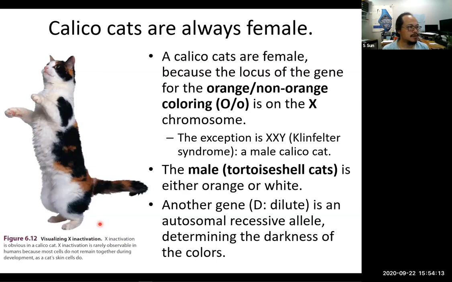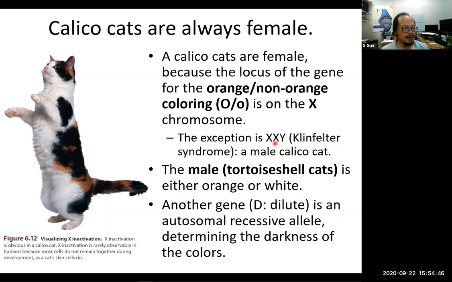So yes, calico cats are female. And the reason is that their fur color is determined by the allele located on the X chromosome. And that is either orange or non-orange. So all the calico cats are female. One exception is the male one.